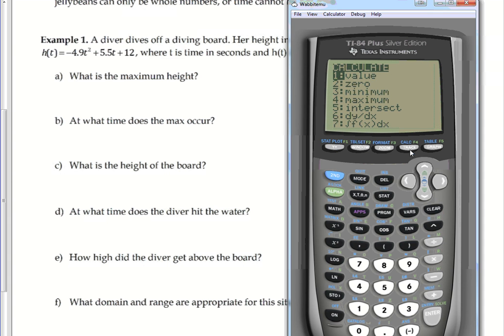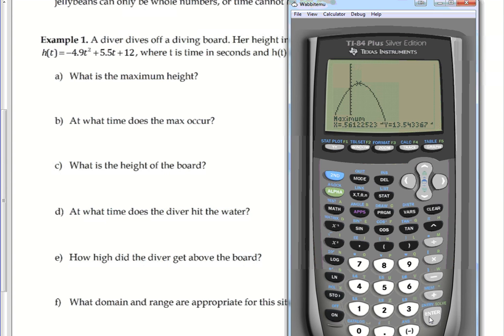Second trace. Number 4, left of the vertex. So this is the left side of the vertex. And right of the vertex. I'm just going to push enter for my guess. I don't think guess matters at all.